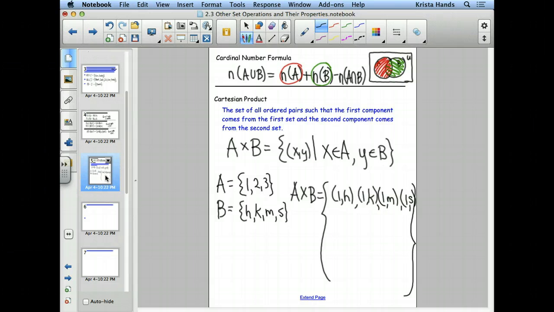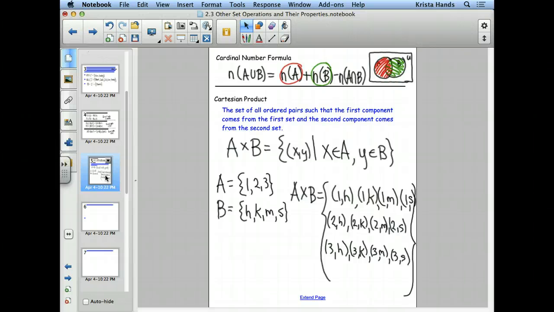So we could have used the number 2 with H, 2 with K, 2 with M, or 2 with S. All ordered pairs. But again, nothing special about 2. We could have done 3 with H, or 3 with K, 3 with M, or 3 with S. And this would be the collection of all of these ordered pairs where we combine this notation of everything in set A, one by one, with everything in set B.